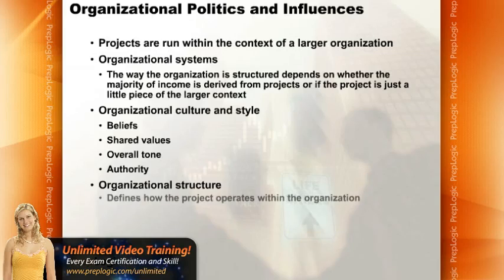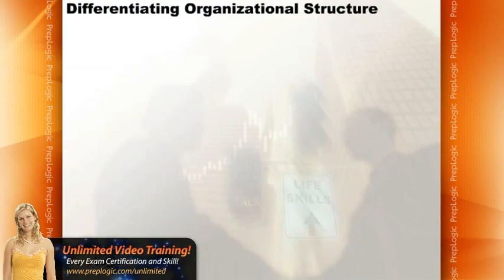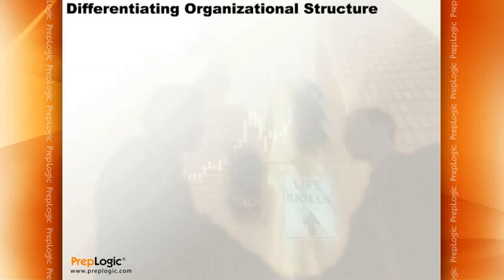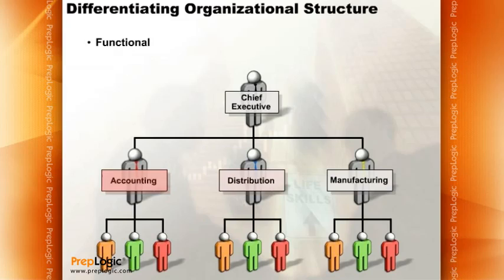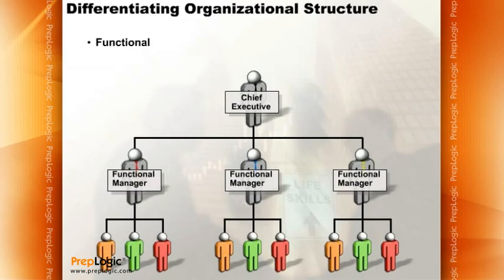Now, organizational structure defines how the project operates within the organization. Let's take a closer look at the three main organizational structures, at least with respect to project management. The first is the classic organization. It's a functional organization, and it's called the functional organizational structure. It's basically a hierarchy of departments. You have upper management. Each manager may manage or handle one or more departments, and then the departments are organized by function. You have accounting, you have distribution, you would have manufacturing, and each department would have a functional manager.